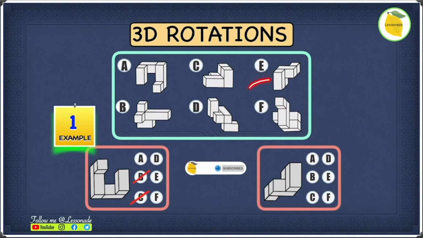In E, we have two cuboids. We have a cuboid here and another one here. Because we only have two cuboids, we have to cross out E as well. So let's move into F.